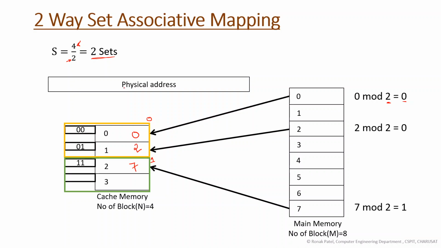So the physical address will be divided in 3 parts: tag, set offset, and word offset. In the previous case, it was tag and word offset in associative mapping, and in direct mapping, tag, cache block offset, and word offset. So using the set offset, it will identify which set, and then using the tag, it will compare all the tags in that particular set, right?